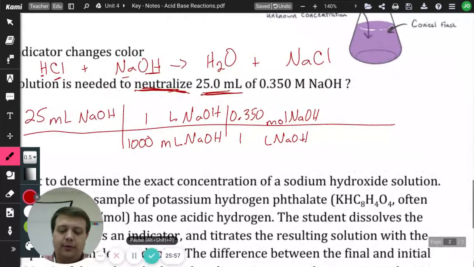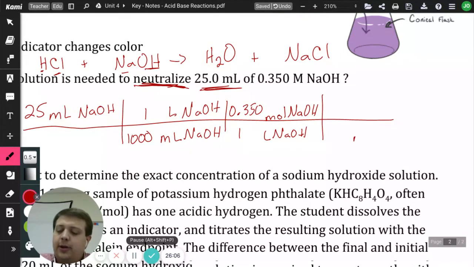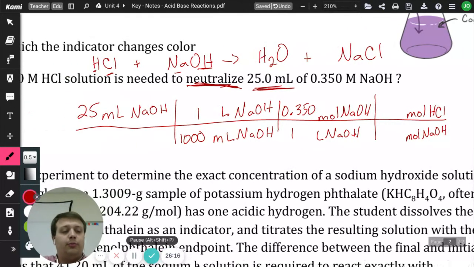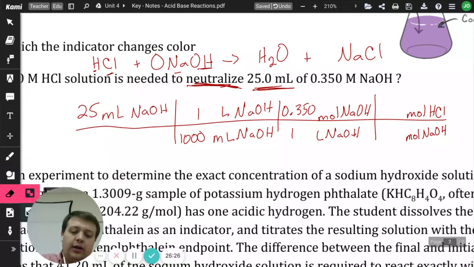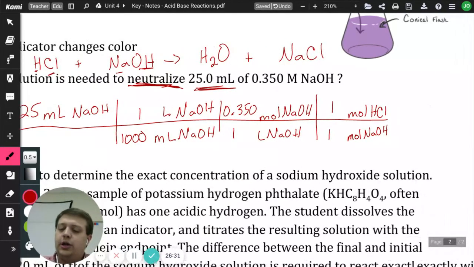All right, I'm going to zoom in a little bit for you. But moles of NaOH is not what I'm looking for. I'm trying to get into hydrochloric acid, specifically the volume. So I'm going to go from moles of NaOH into moles of HCl. How do I do that? Well, I do that using my mole-to-mole ratio. So looking right here, I have 1 HCl for every 1 NaOH. So 1 HCl for every 1 NaOH. So it's a 1-to-1 ratio.